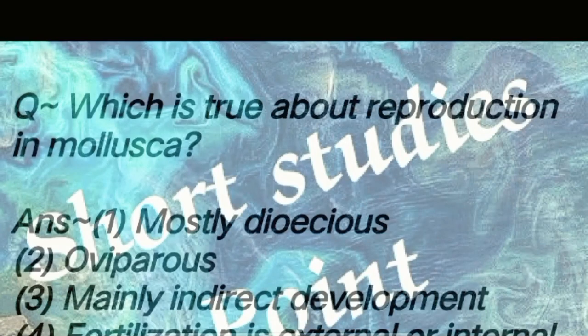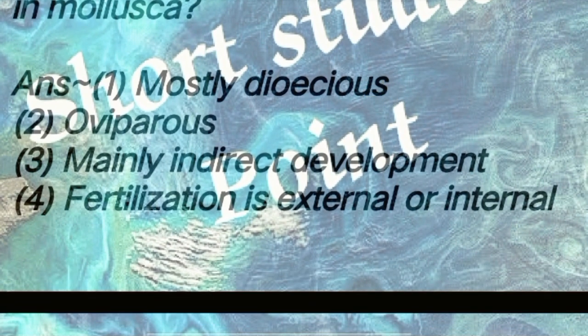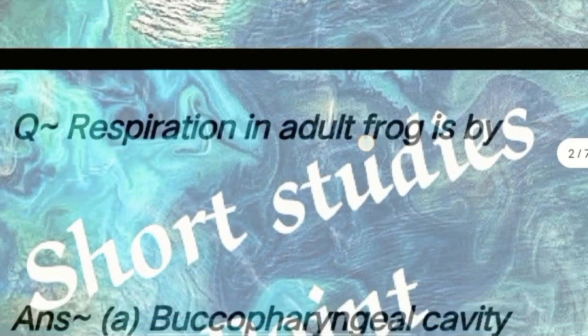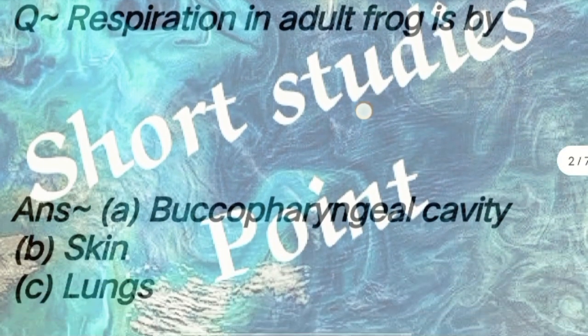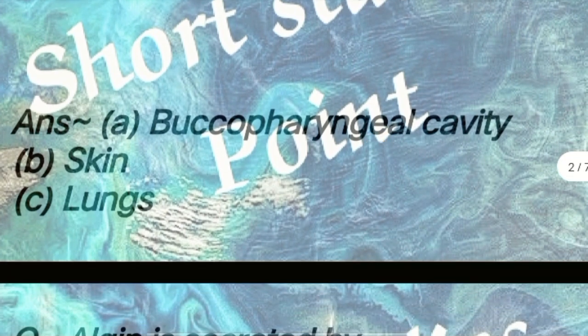Question: which is true about reproduction in mollusca? Answer: mostly dioecious. Second, oviparous. And third, mainly indirect development. And four, fertilization is external or internal. Next question: respiration in adult frog is by. Answer: buccopharyngeal cavity, skin, and lungs.